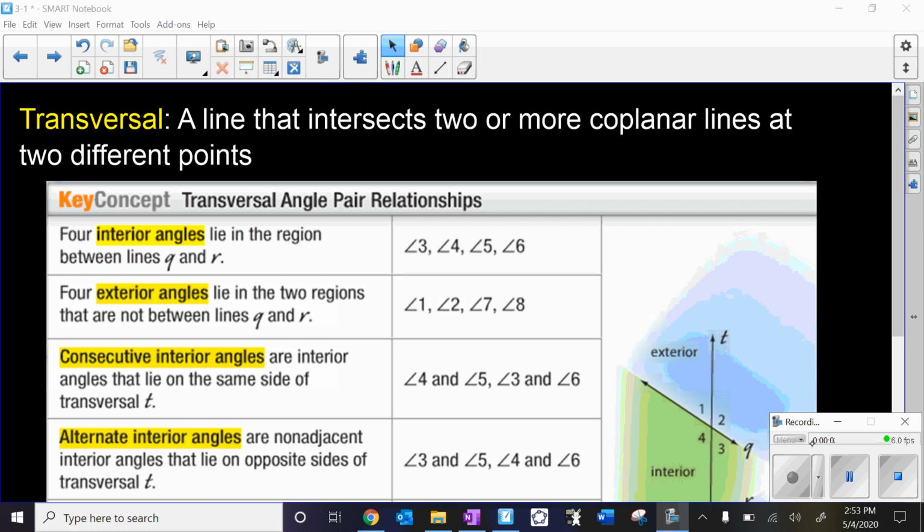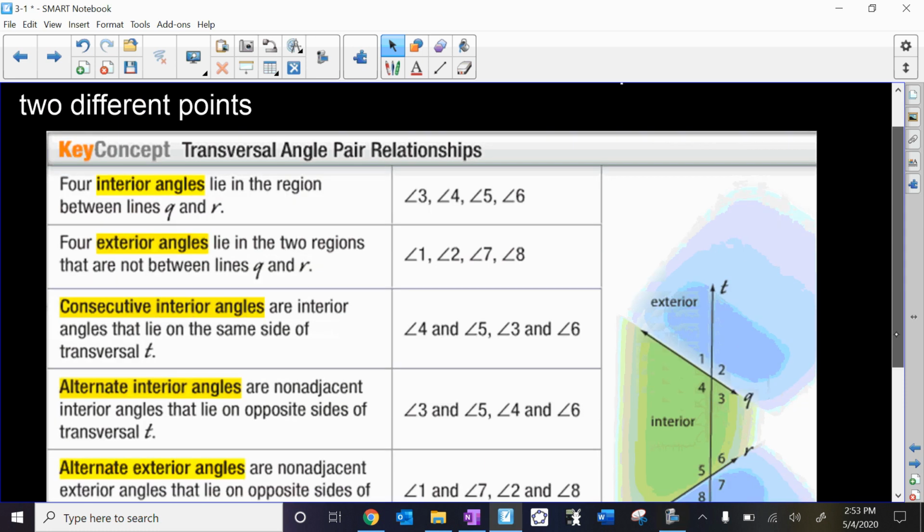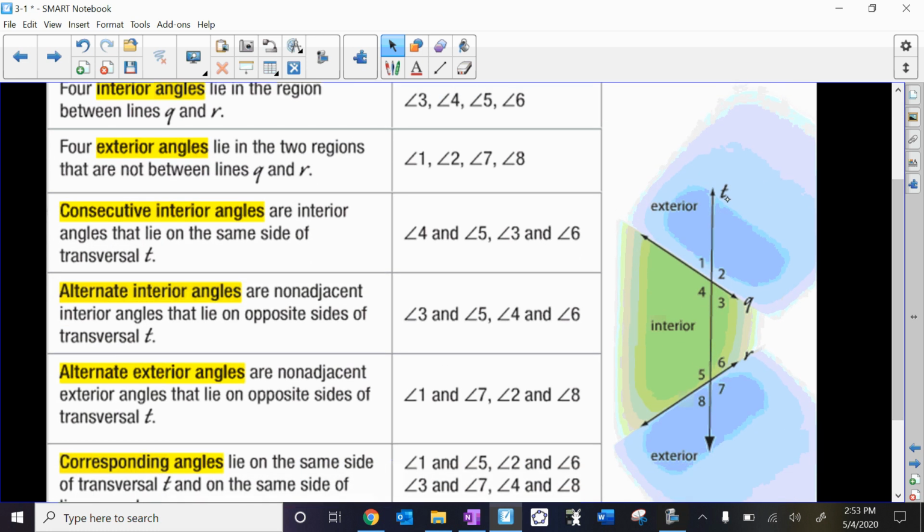Now we're going to look at the idea of a transversal. A transversal is a line that's going to intersect two or more coplanar lines at two different points. So you can see a transversal down here at the bottom. They actually label it T. It's going through line Q and line R. And when it does that, it forms 8 different angles.